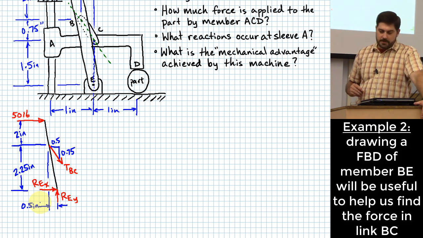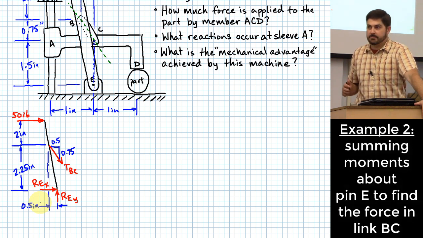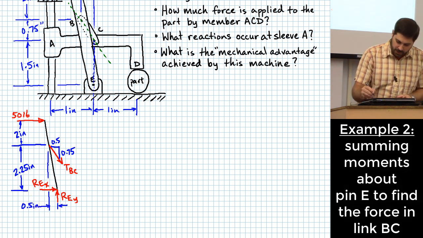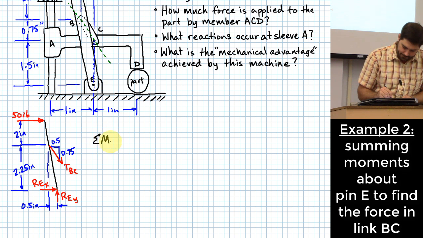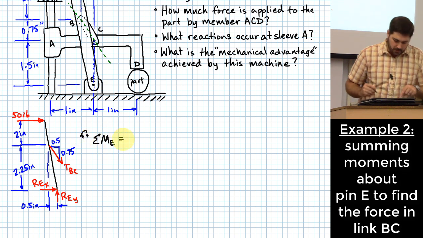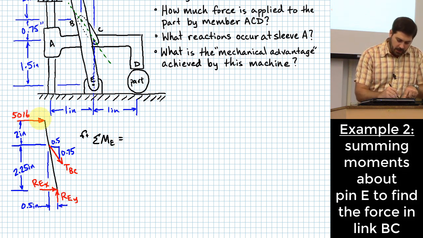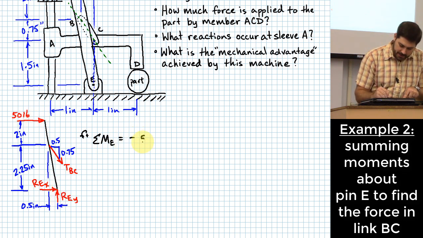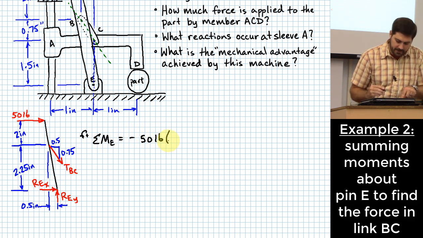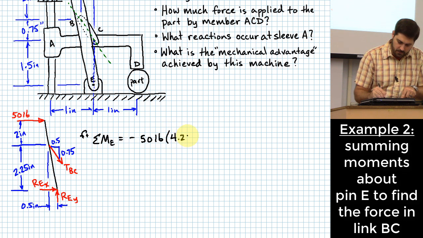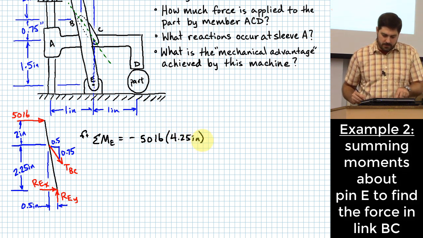So then I heard a suggestion just now: could we sum moments around E? It's exactly what I want to do. When I sum moments around E here, I will have a clockwise 50 pounds, so minus 50 pounds, times what length? 4.25 inches. Then what?